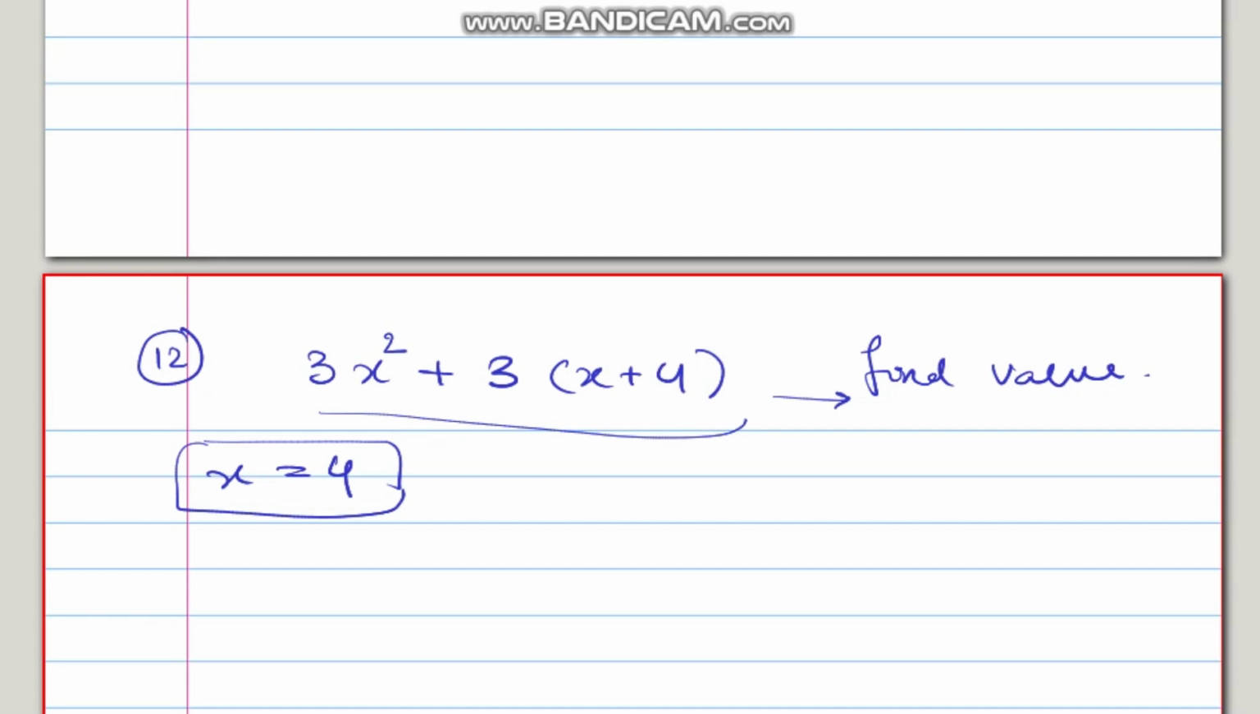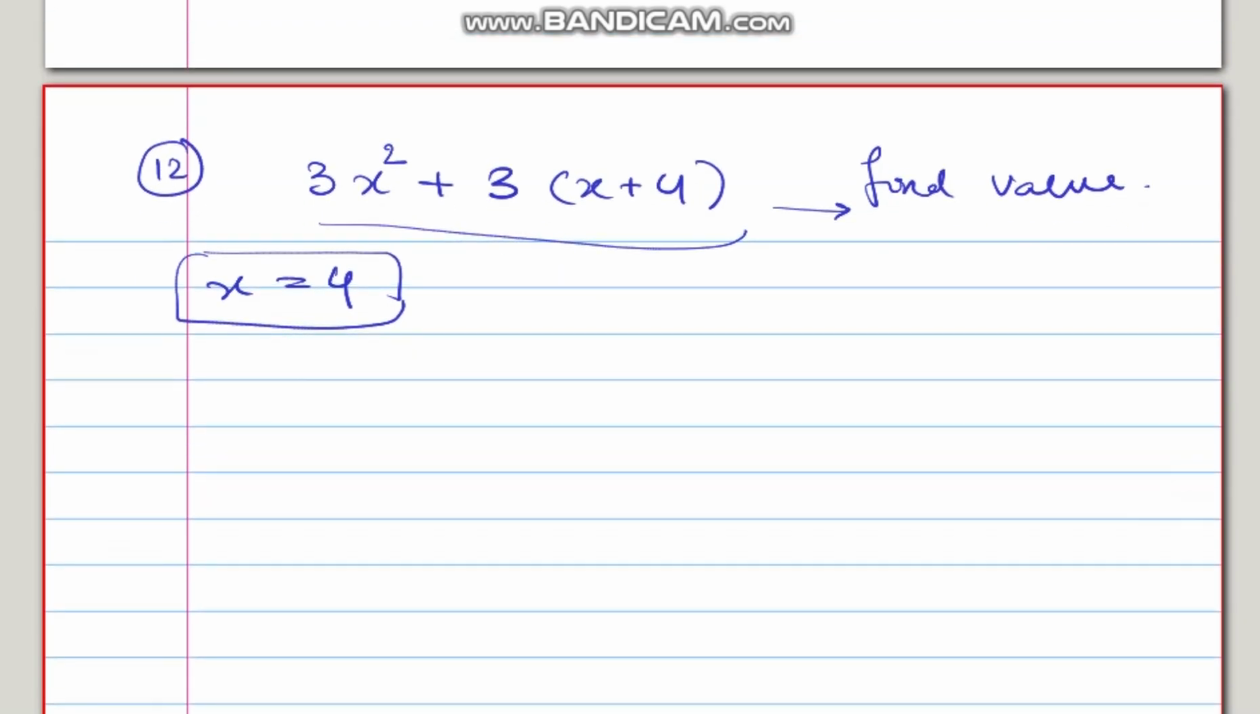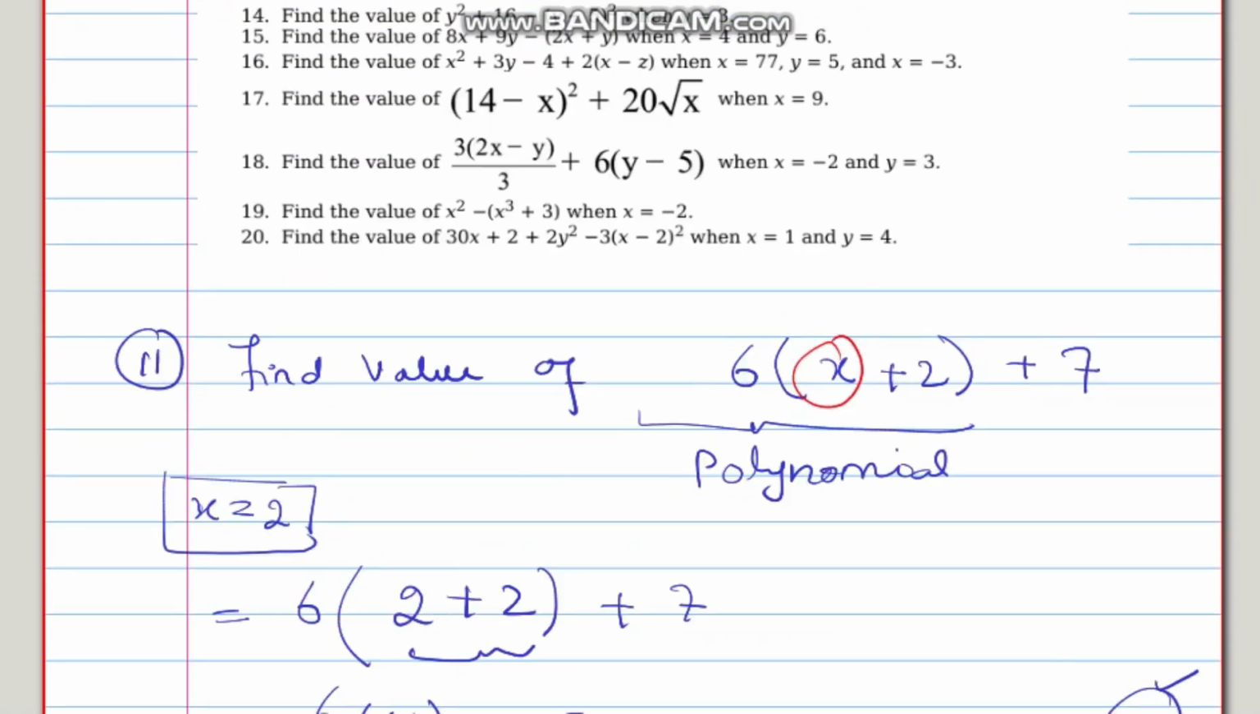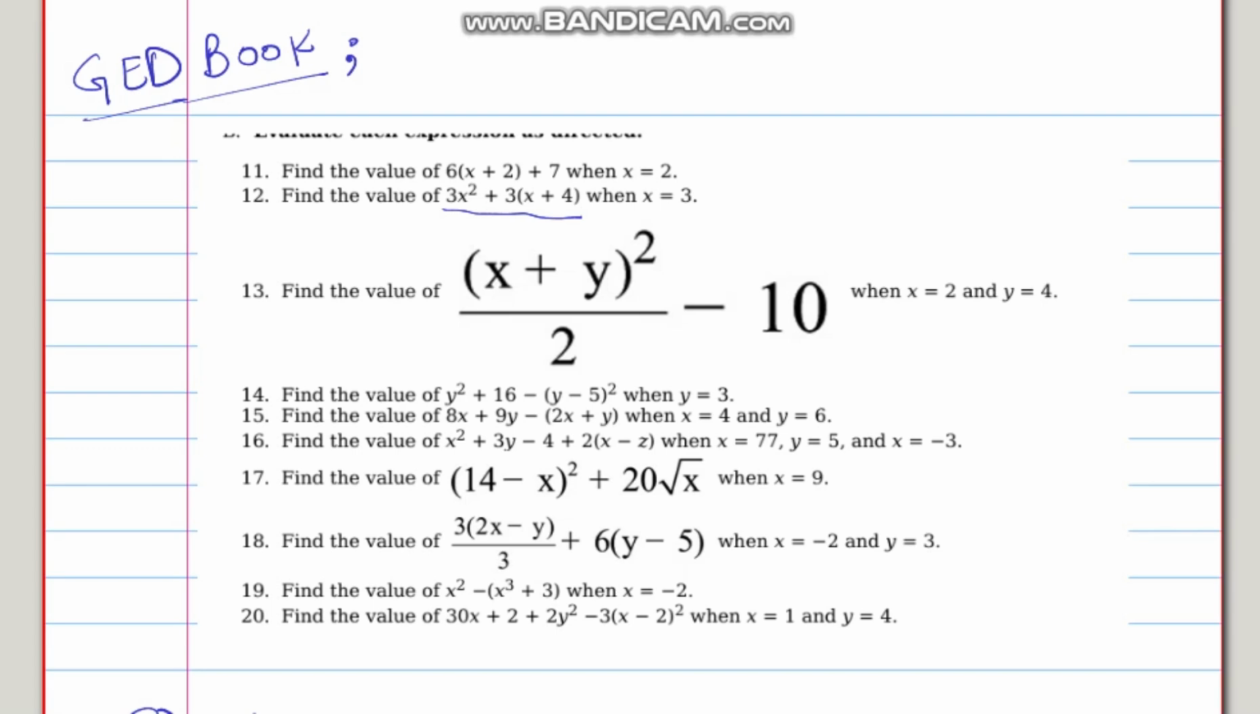Actually, we have the polynomial 3x square plus 3 into x plus 4. This is the basic polynomial, and we have to find the value of this polynomial. This is the expression or polynomial. Every human has a name; similarly, every mathematical thing has a name. What you are watching on the screen is the polynomial or expression. Here x is the variable, and we have x equal to 4. Put x equal to 4, then add and multiply, and you have the answer. No problem.